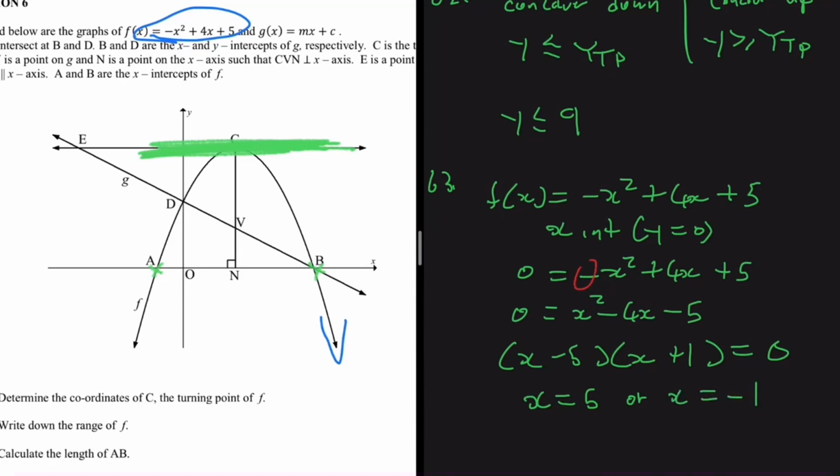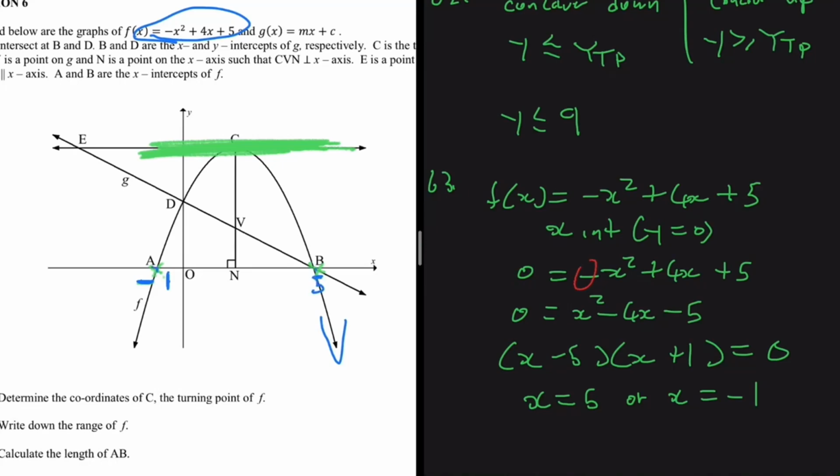So clearly the x coordinate of A will be minus 1, right? We cannot say the coordinate of B is minus 1 when B is clearly on the positive axis, right? And then the x value of B, that is 5, right? So what is the length from A to B?